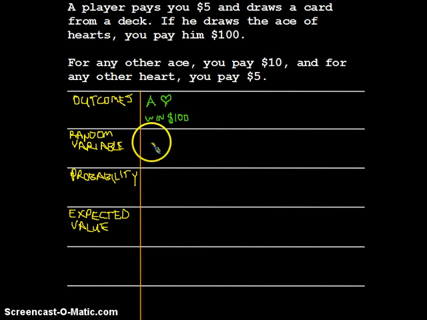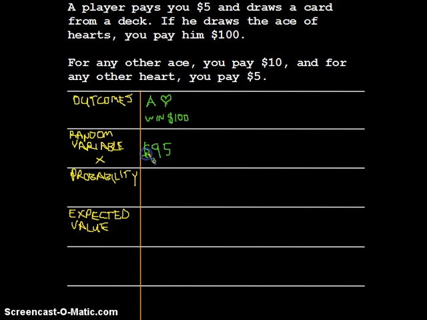Now, in that case, the random variable, which we're going to call x, by the way, is going to stand for winnings, and our winnings in this case would be $95. Go ahead and put a $ sign in there.